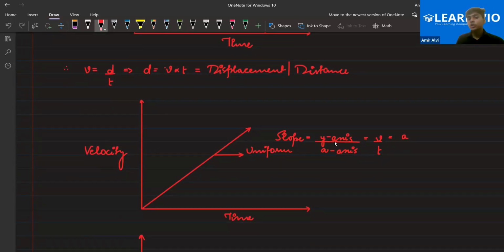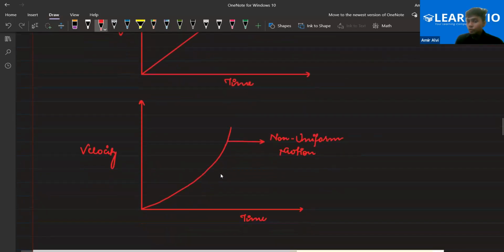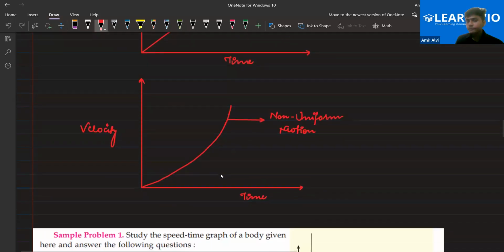Slope would be nothing but, if this is a straight line, it means that this is a uniformly accelerated motion, right, everyone? So slope would be v by t, so it's going to be acceleration. Because it is starting from zero, the initial velocity is zero. So v minus u, only v will be left. So v by t is acceleration. And if it's a non-uniform acceleration, it would be a curved line.